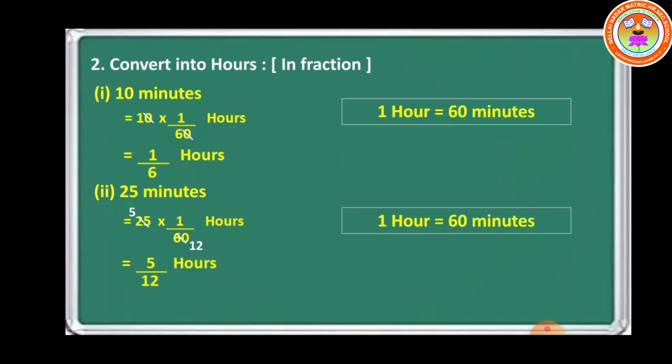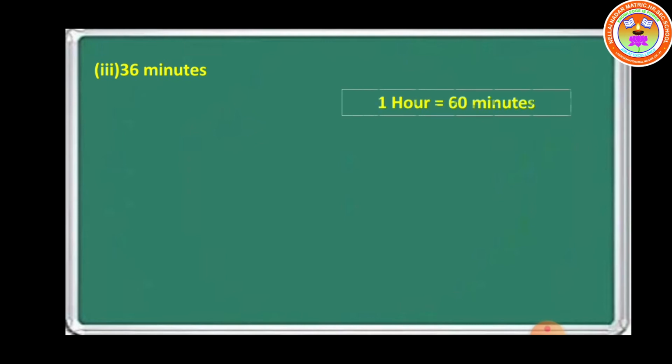Next subdivision, 36 minutes. Since we know 1 hour is equal to 60 minutes, 36 minutes will be replaced as 36 into 1/60 hours. By using 12 table, 12 3s are 36, 12 5s are 60. So our answer will be 3/5 hours.